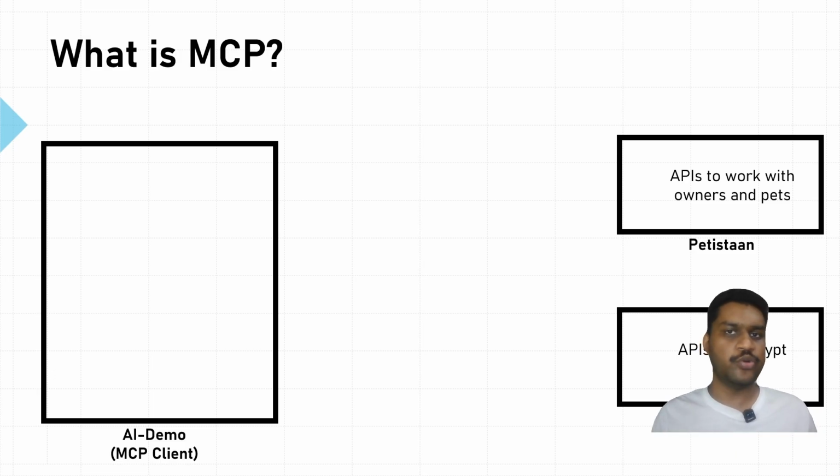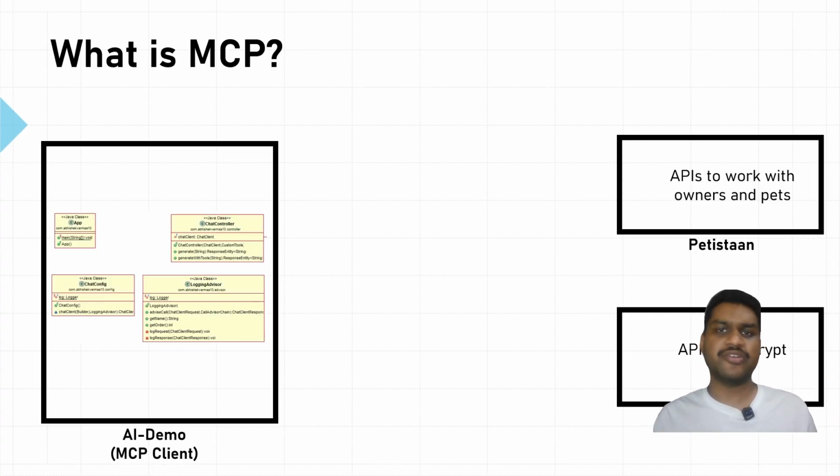So how is it going to look in our Spring AI context? Here, this is going to be our AI demo, which we are going to call as MCP client, or you can even call it as MCP host also. Any of the names are going to be fine here. Now in this one, we are only going to have our app, our chat controller, chat config, and the logging advisor. Most of the things which are related with the LLM. You will see we are not adding tools here. And besides this, here we are having this Pakistan and the PDF.